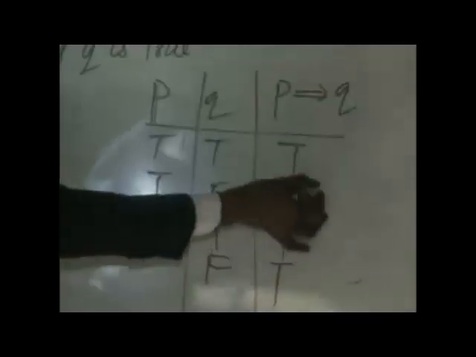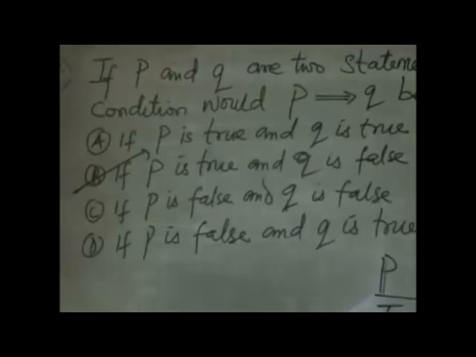Look at it here. This is the only place where it is false. That is when P is true and Q is false. So if P is true and Q is false, this will meet the condition. So the correct answer is option B. Alright, thank you. Let's move over to the next question.